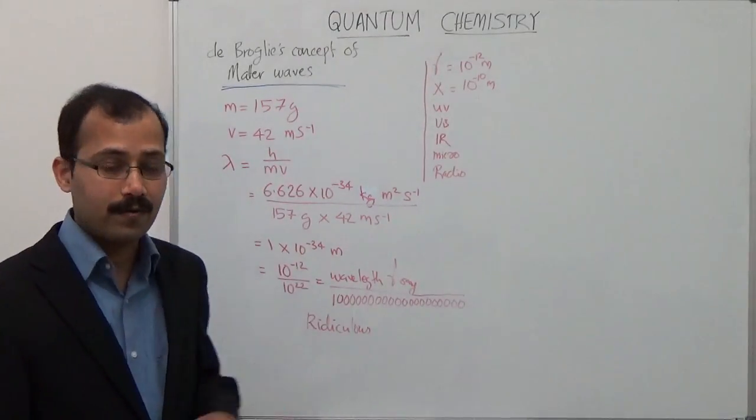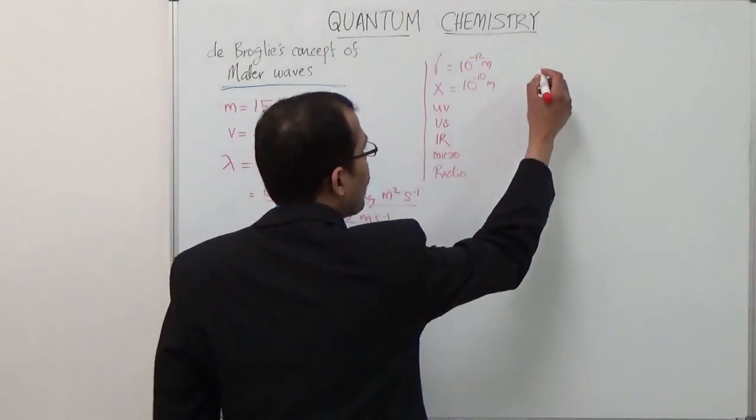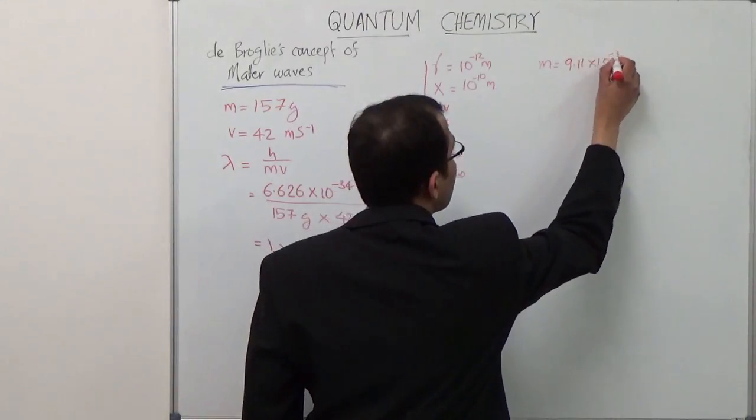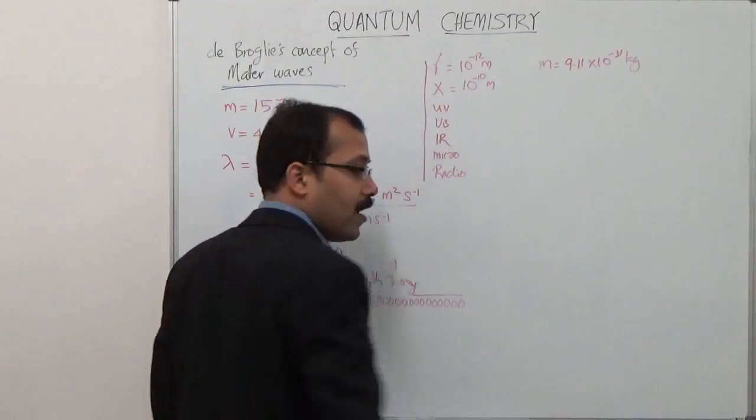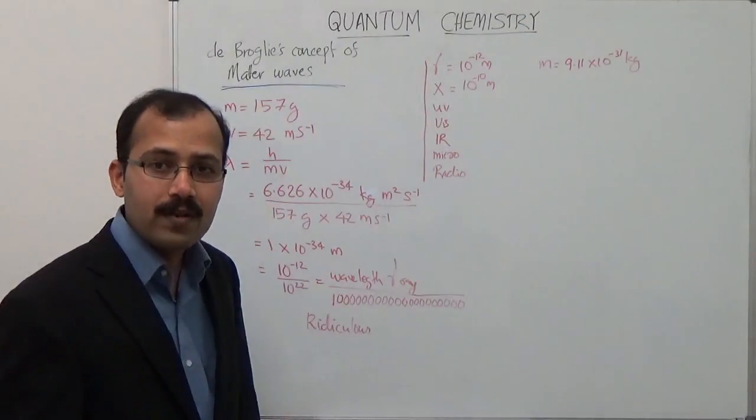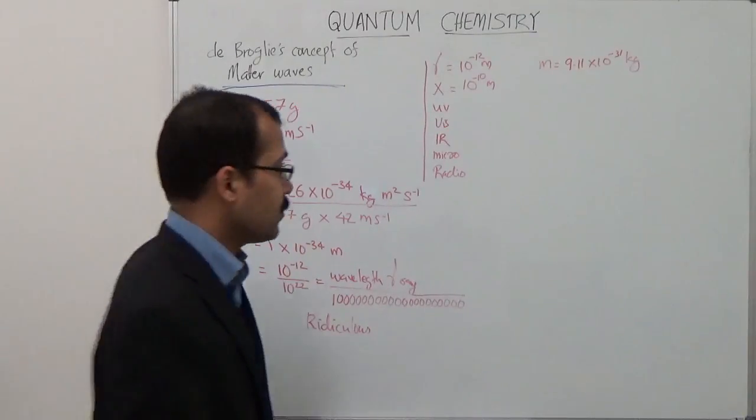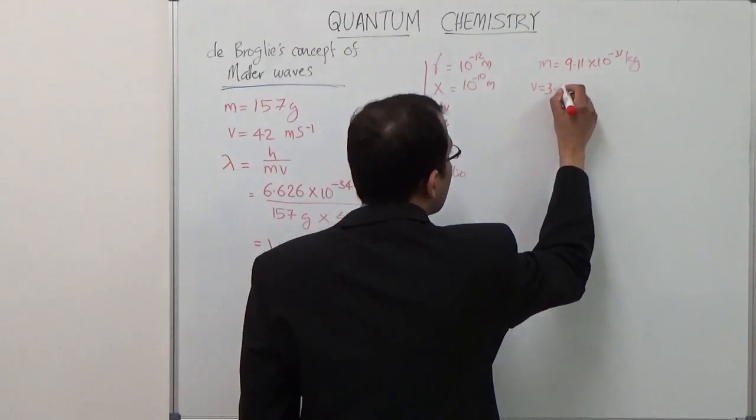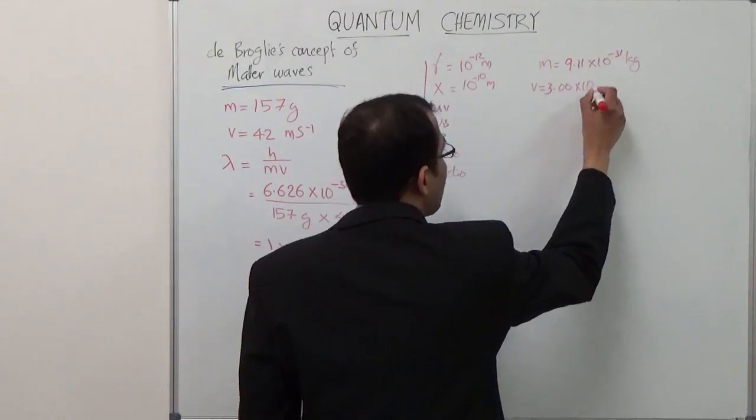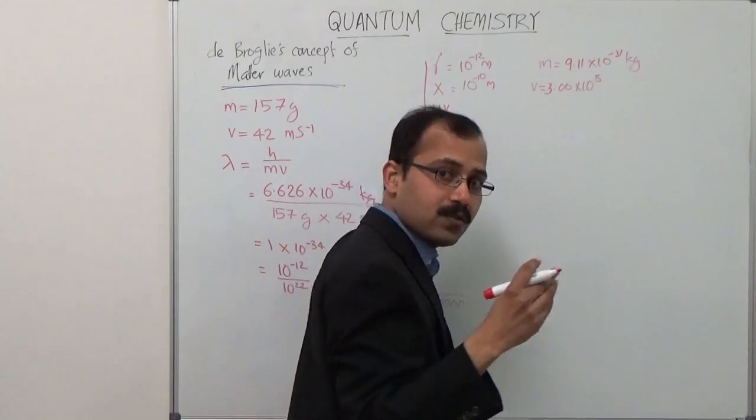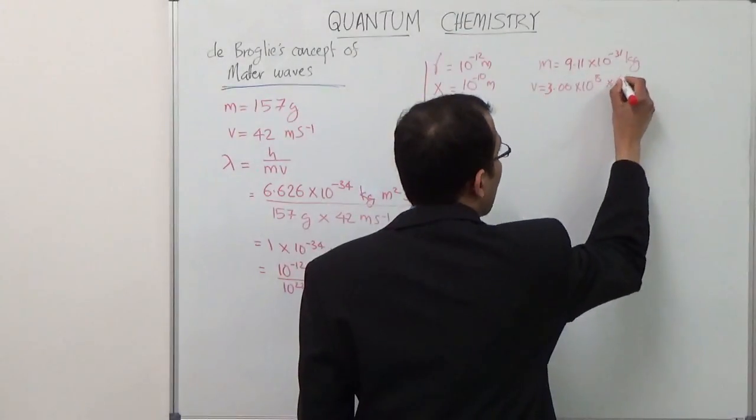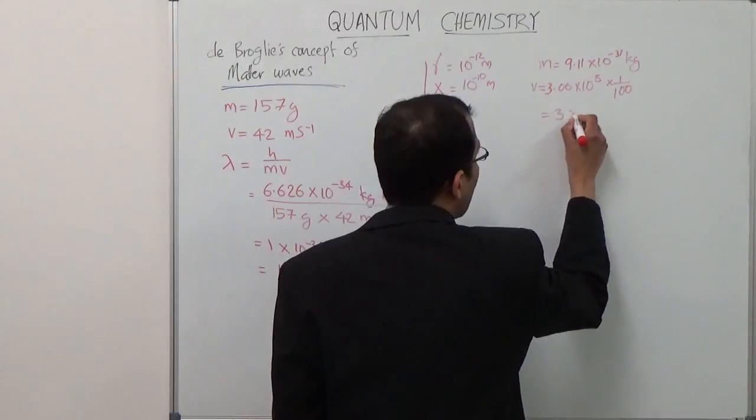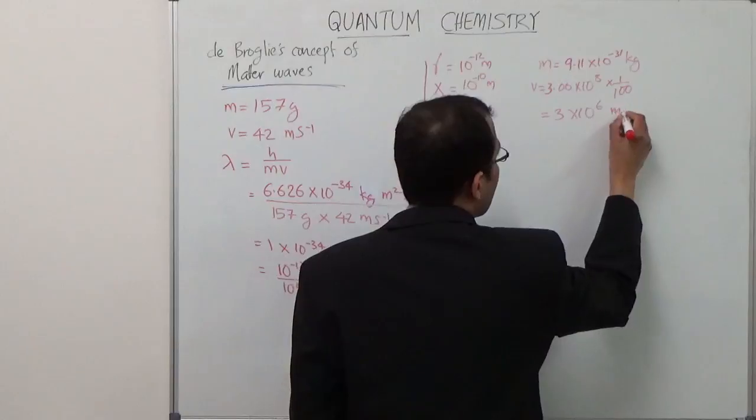But what about the electron? Electron has the mass 9.11 times 10 raised to minus 31 kilogram, and let's suppose that the electron travels with a speed of 1% of the speed of light. The speed of light is equal to 3.00 times 10 raised to 8 meter per second. So 1% of that is times 1 divided by 100. So the velocity of the electron is 3 times 10 raised to 6 meter per second.